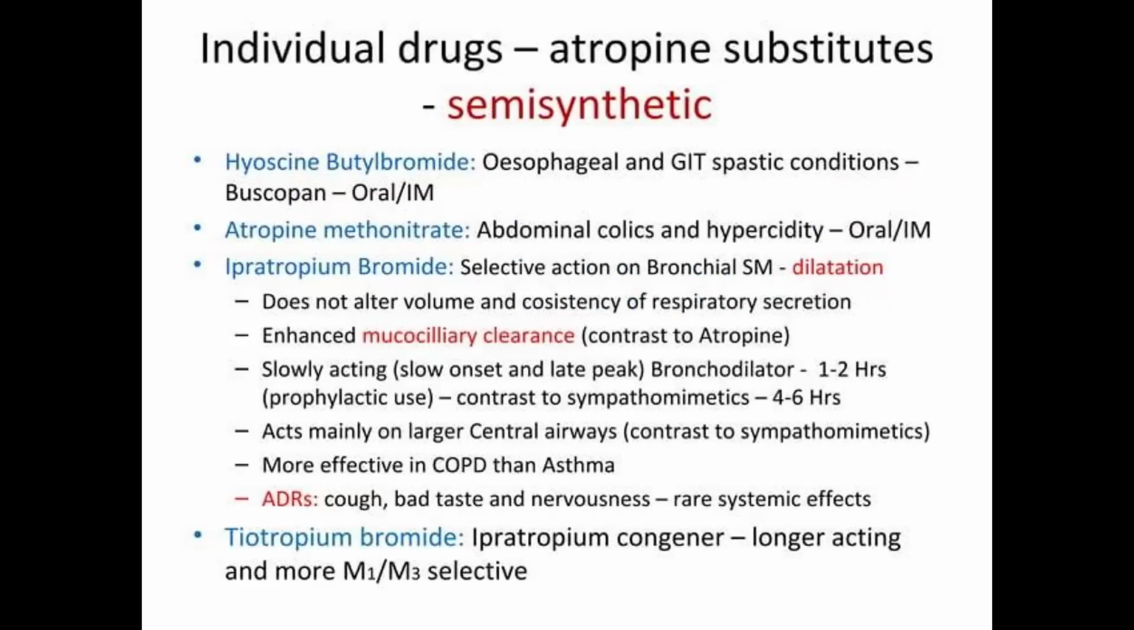Buscopan is an oral drug, and intramuscular also. Buscogast or Buscopan. Then we have atropine methonitrate. It's used in abdominal colics. It's also available as oral and intramuscular. Then ipratropium bromide, which has a very selective action on bronchial smooth muscle. So it causes its dilatation.